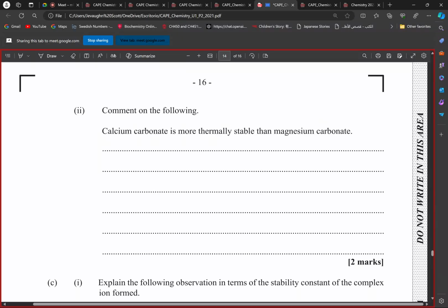Calcium carbonate is more thermally stable than magnesium carbonate. Explain. Somebody come and explain this. I went through an entire rant on group 2 elements. So let's explain this. Remember polarizability, distorting electron clouds on the carbonate ion. Speak about covalency of the bond, so decreasing the level of covalency. Explain this to us. Why is calcium carbonate more thermally stable than magnesium carbonate?